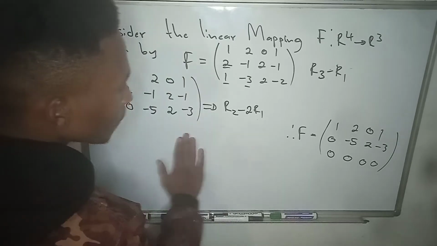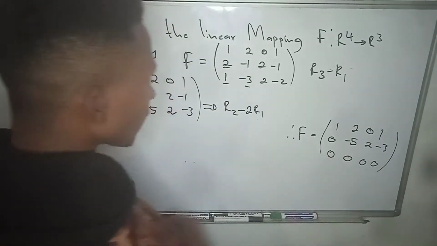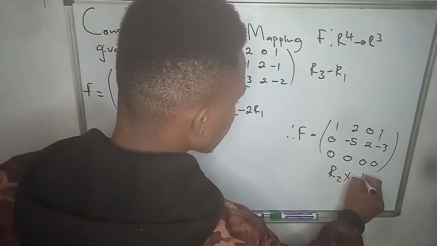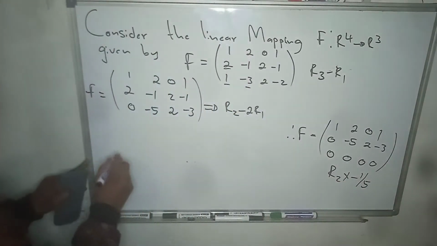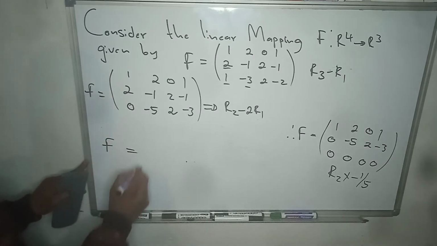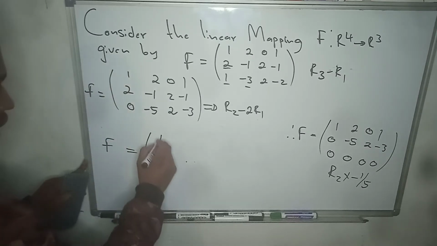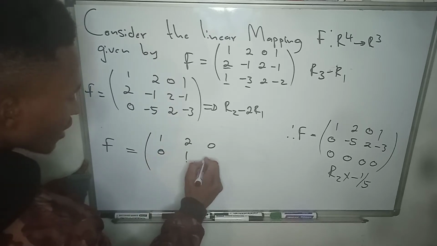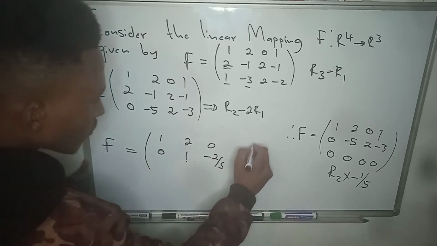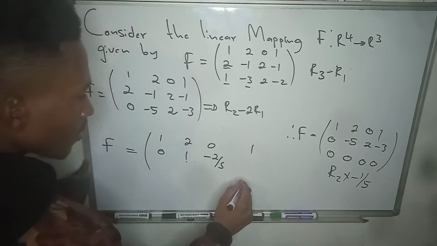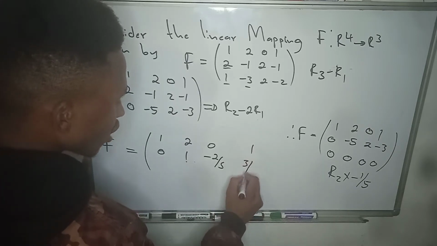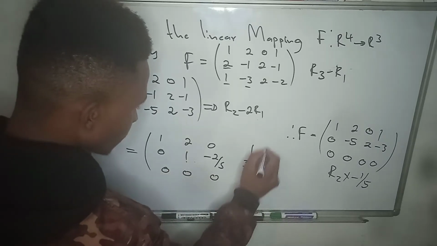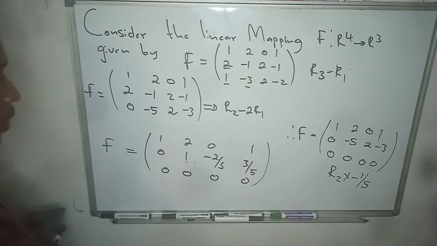So now, how can I make this guy 1? I can multiply row 2 by minus 1 over 5. If I do that, my matrix will be 1, 2, 0, 1, then 0, 1, minus 2 over 5, plus 3 over 5. And then the last row will just be 0. So this is what we are actually having.